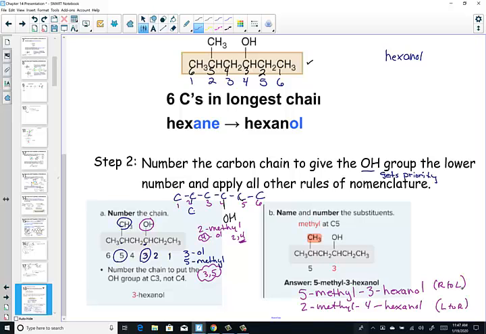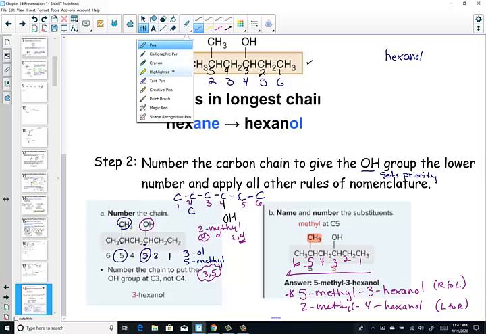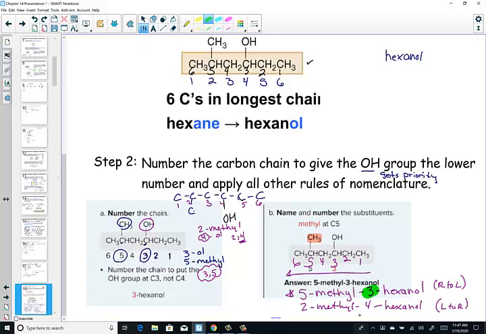Versus right to left, 1, 2, 3, 4, 5, 6, numbering right to left led us to the right answer because clearly 3 is smaller than 4. And that's the priority when we're naming alcohols. You must have the smallest number on the alcohol. Doesn't matter about the other branches. Alcohol gets priority. So I'm just going to say that one was not correct because I could reduce the alcohol number, so I had to.